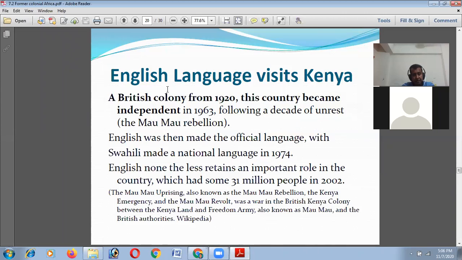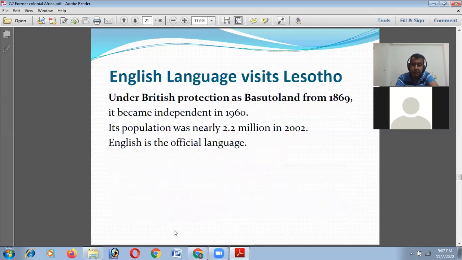Kenya was a British colony from 1920 and became independent in 1963 following a decade of unrest, the Mau Mau rebellion. English was made the official language, with Swahili, another language used in Kenya, made a national language in 1974. English nonetheless retains an important role in the country, which had some 31 million people in 2002. The Mau Mau uprising, also known as the Mau Mau rebellion, the Kenya Emergency and the Mau Mau revolt, was a war in the British Kenya colony between the Kenya Land and Freedom Army, also known as the Mau Mau, and the British authorities. So this is the history of Kenyan English.